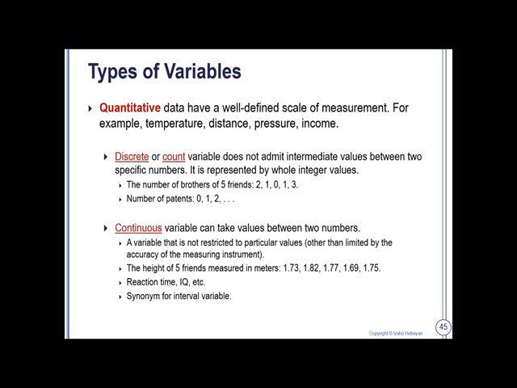They are also a synonym for an interval variable. Again, in some of the textbooks, you might read the name interval variable. Just think about it that the interval variable and continuous variables are the same.